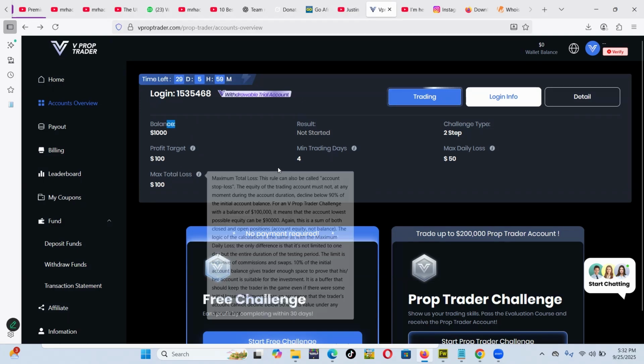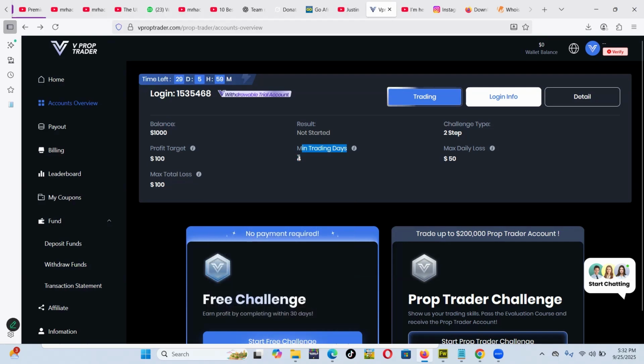Minimum trading days is 4. You must place a trade on at least 4 different days within the challenge period to qualify. This prevents people from passing in a single lucky trade on day one. We're only going to see what those things really mean.